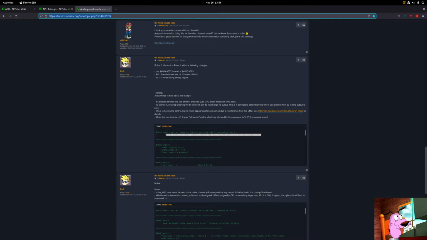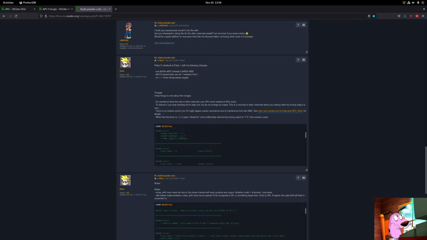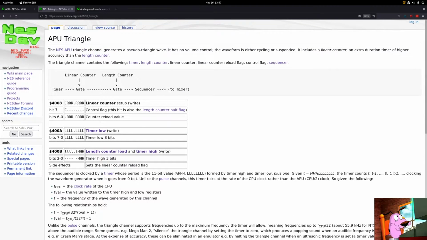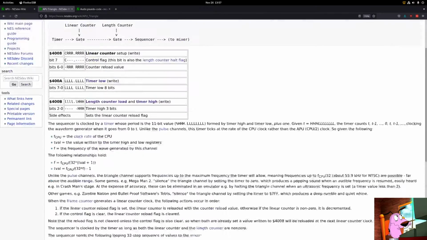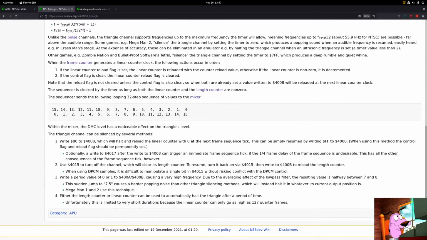Okay. Alright. So we got a $4008 write. It's just linear control, length enabled, linear load? $4008 write. Oh, okay. Yeah, here's some stuff.